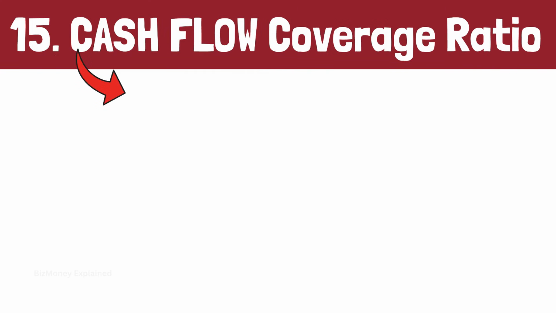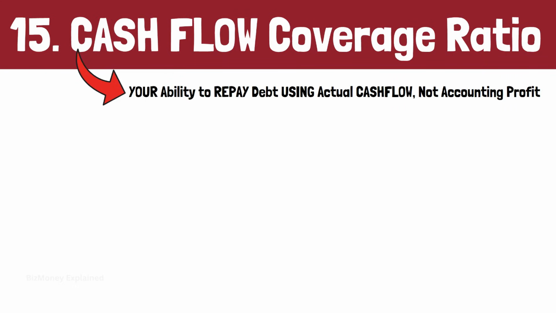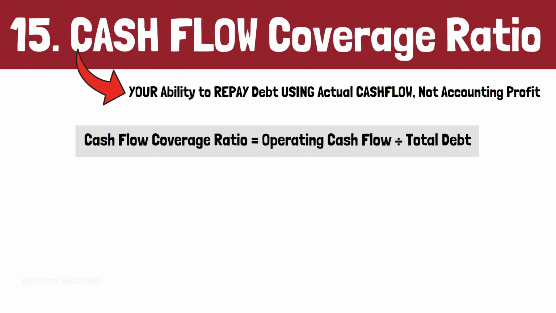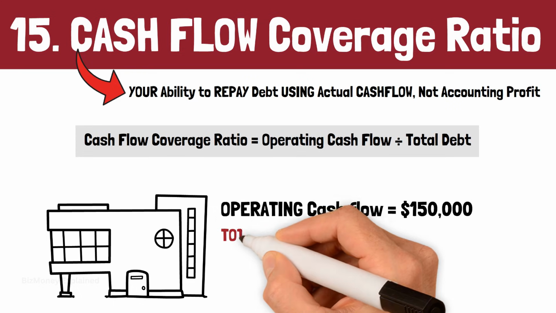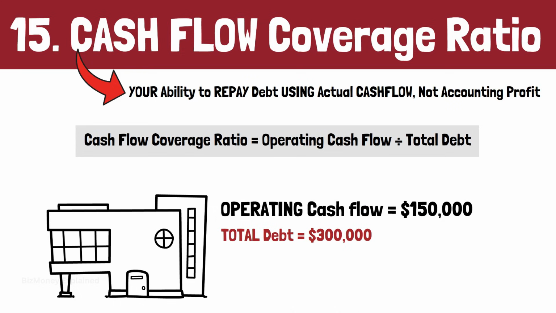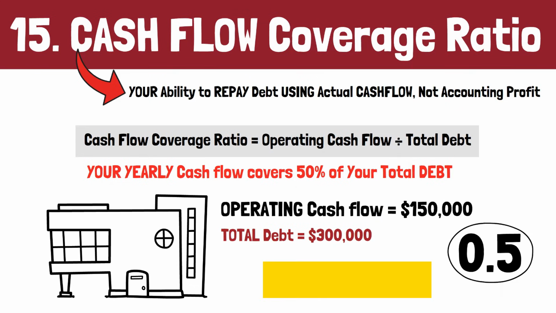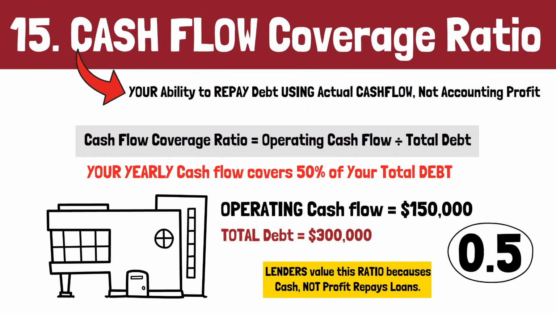Number 15. Cash flow coverage ratio. Cash flow coverage measures your ability to repay debt using actual cash flow, not accounting profit. The formula is operating cash flow divided by total debt. Suppose your operating cash flow for the year is $150,000 and your total debt is $300,000. Divide $150,000 by $300,000 and you get 0.5. That means your yearly cash flow covers 50% of your total debt. Lenders value this ratio because cash, not profit, repays loans.